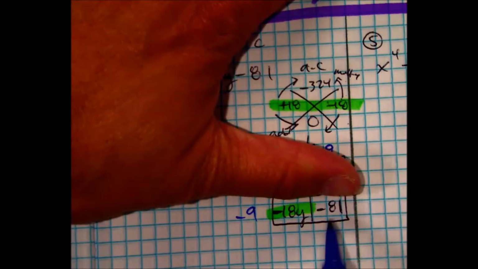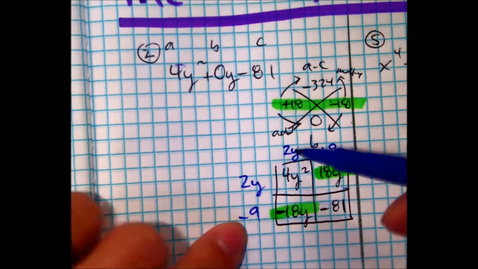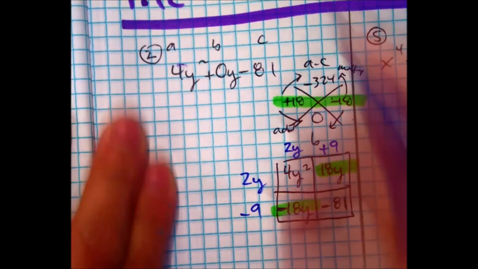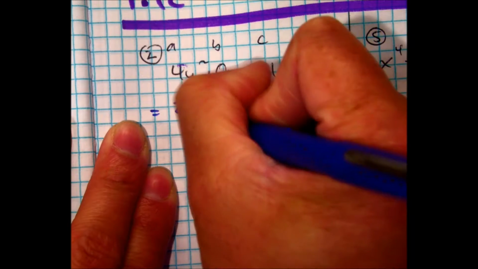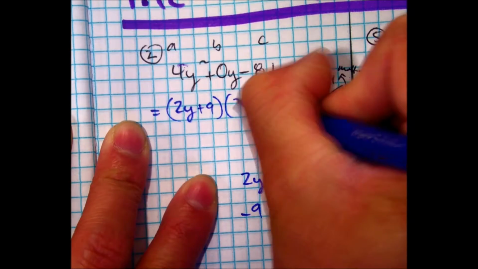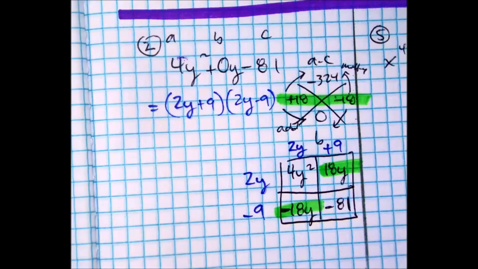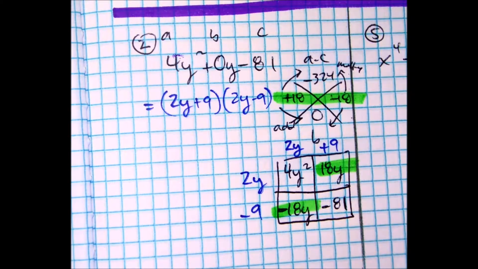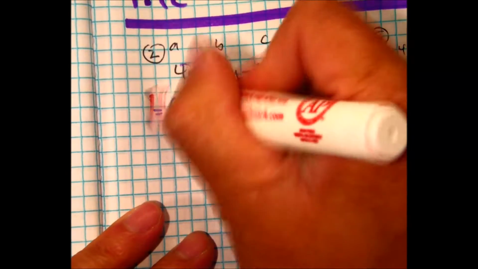So you'll notice that this is the GCF, and you'll also notice that they multiply. So my answer is 2y plus 9 and 2y minus 9. Raise your hand if you got that as your answer. Okay. Here's another way of doing that problem.